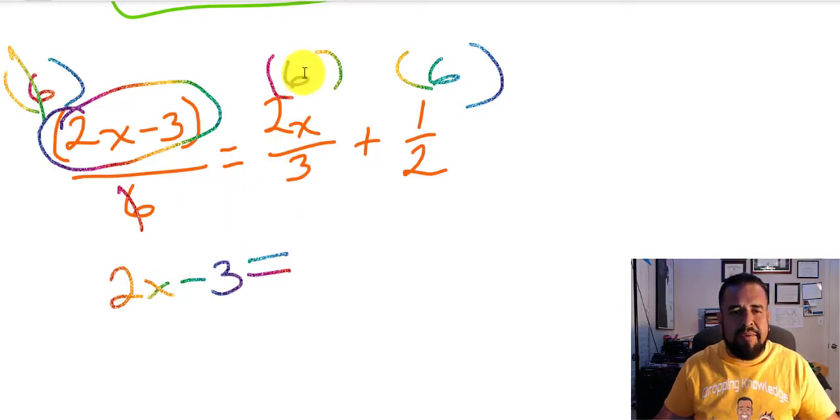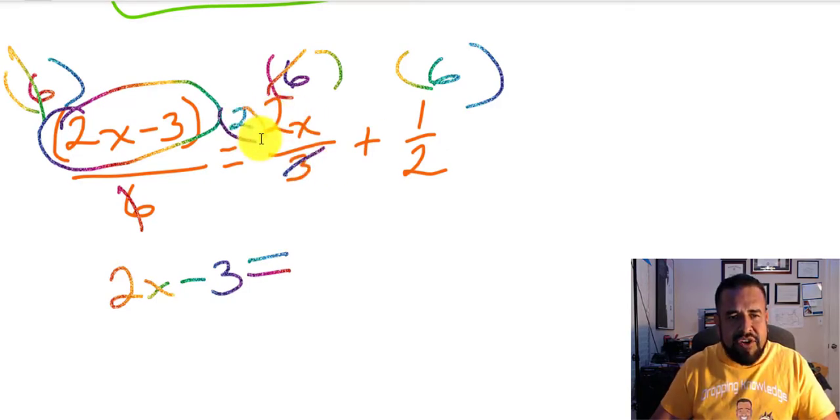Next, let's do it again right here. 6 divided by 3. Well, 6 divided by 3 is 2, and then 2 times this 2, right? Because 2 is the answer I got when I divided 6 by 3. So 2 times 2 is 4. And that one has an x, so it's just 4x.